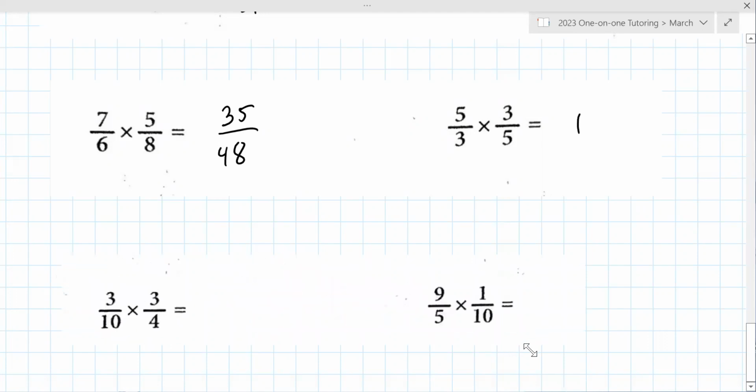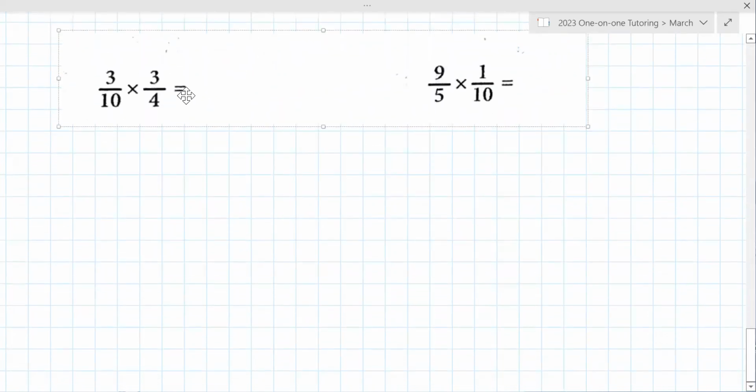All right, so next row, pre-reduce if you can. Sometimes you cannot. So 3 times 3, 9. And 9 40ths. Good. Next one. 9 50ths. Okay, very good. Let's keep going here.